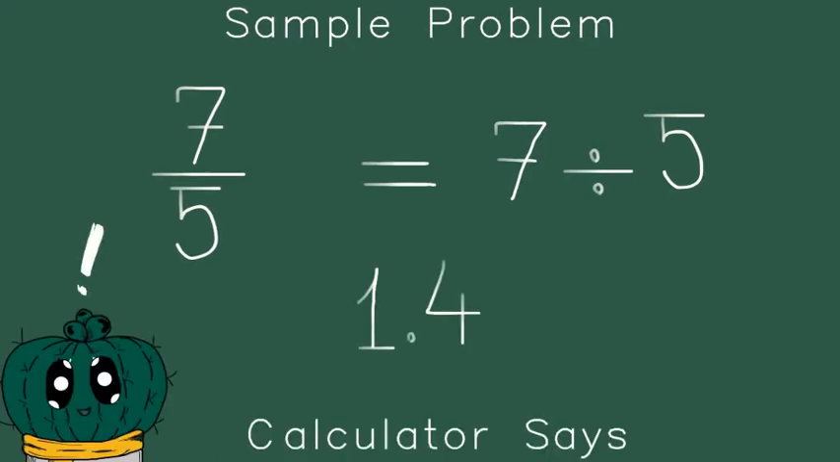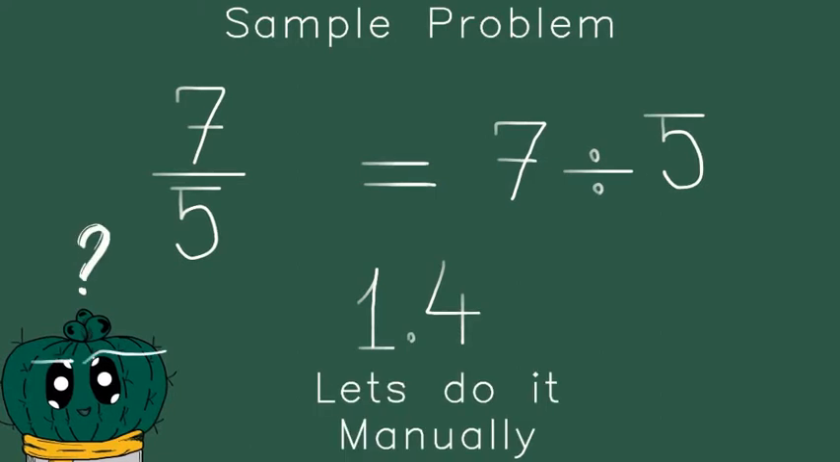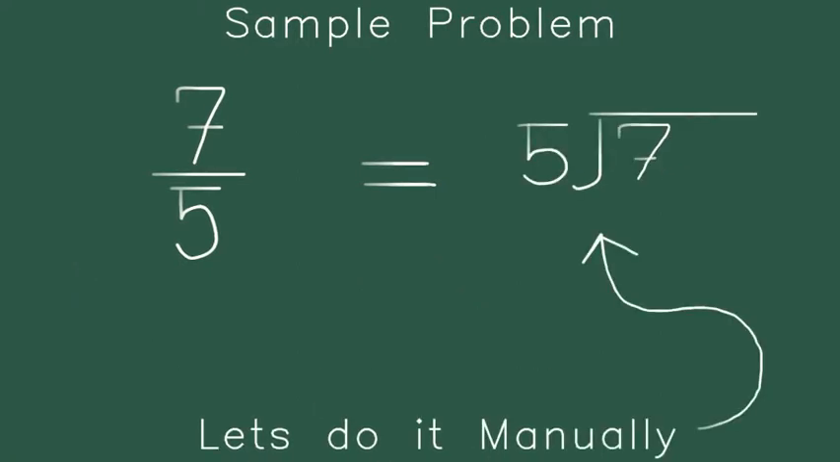Now I put it in a calculator and we got the answer 1.4, but don't worry, we'll actually do this manually if we have to. So let's try to do this manually. Now 7 divided by 5: the way you do division is the upper number always goes inside, and the lower number, which is 5 in this case, the bottom number, goes on the outside, and then you try to divide it.